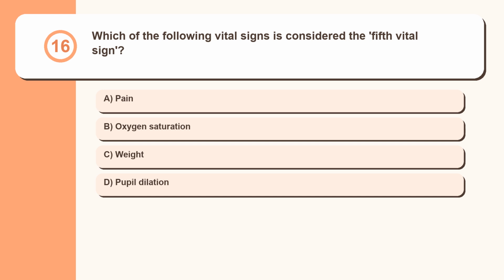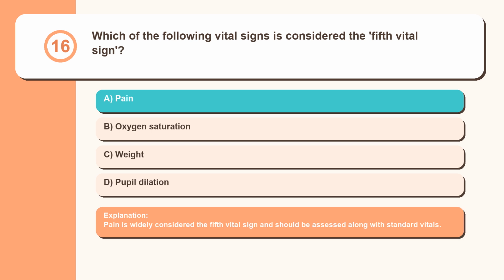Question 16. Which of the following vital signs is considered the fifth vital sign? Pain, oxygen saturation, weight, pupil dilation. Pain is widely considered the fifth vital sign and should be assessed along with standard vitals.